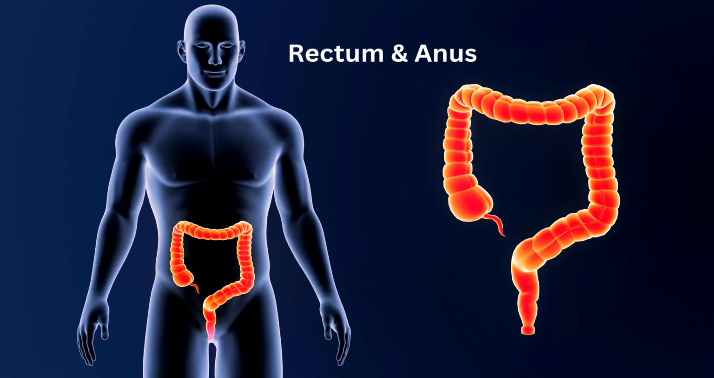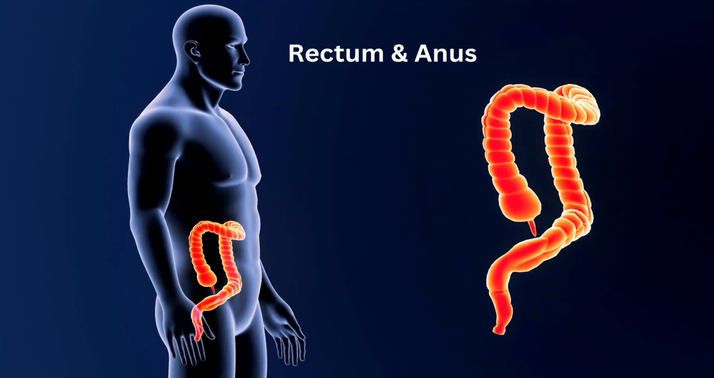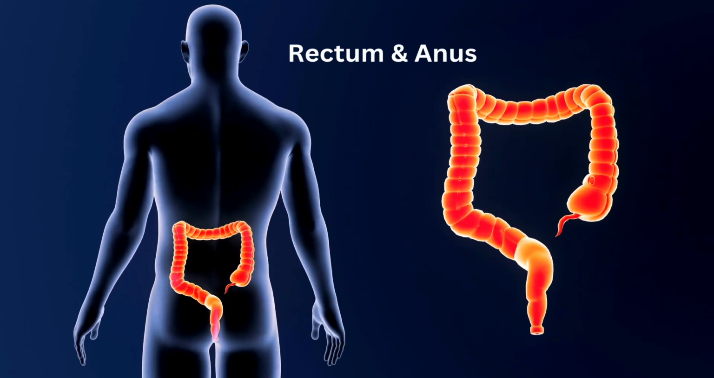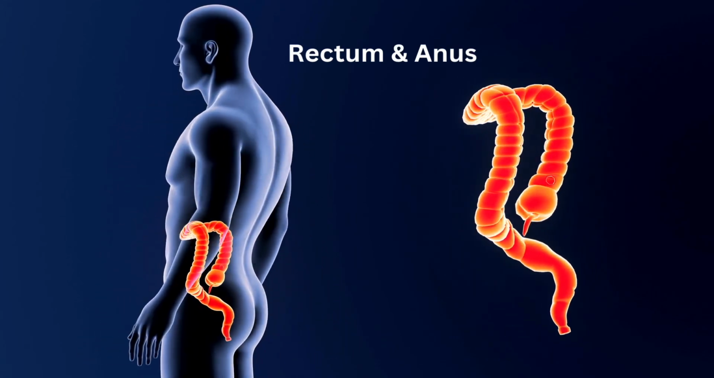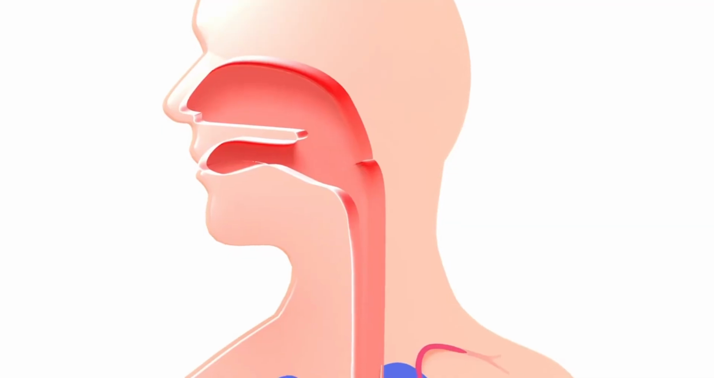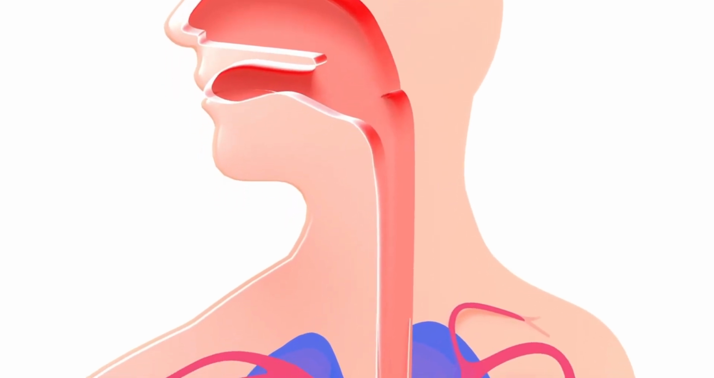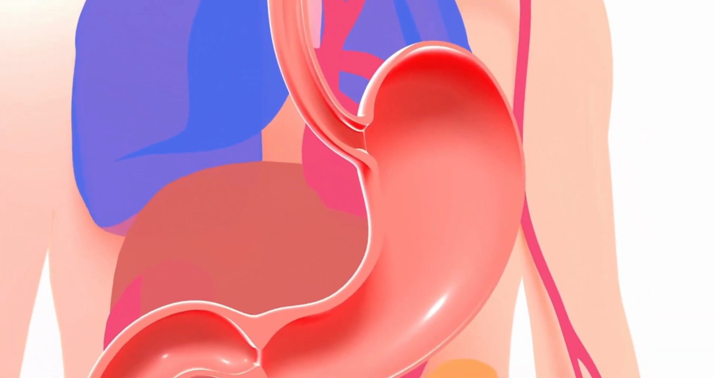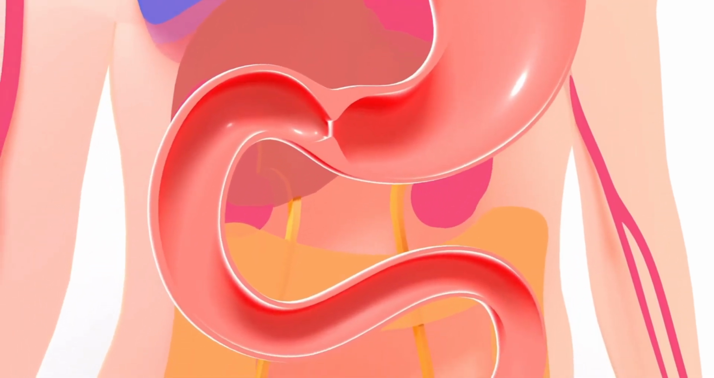Then the last part is the rectum and anus. Finally, waste is stored in the rectum and leaves the body through the anus. Let us quickly review. First part, that is the mouth, next esophagus, stomach, small intestine, large intestine, rectum and anus.